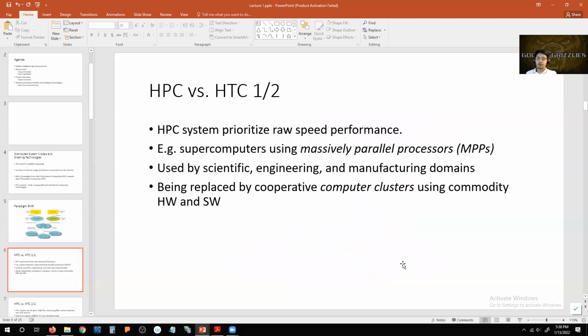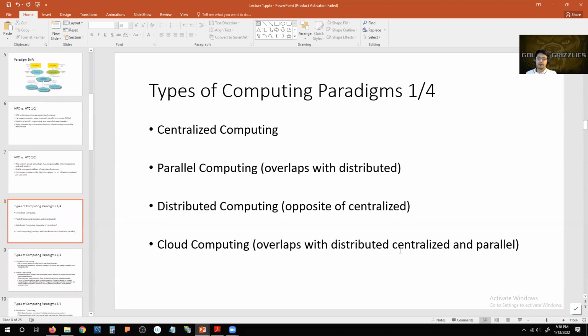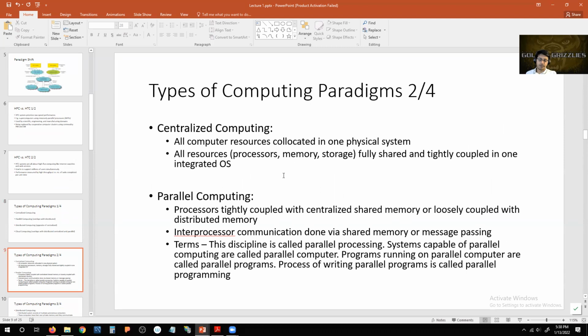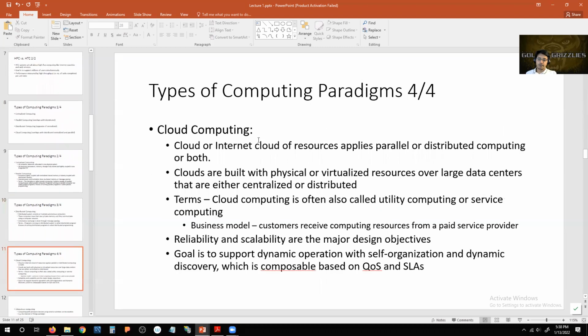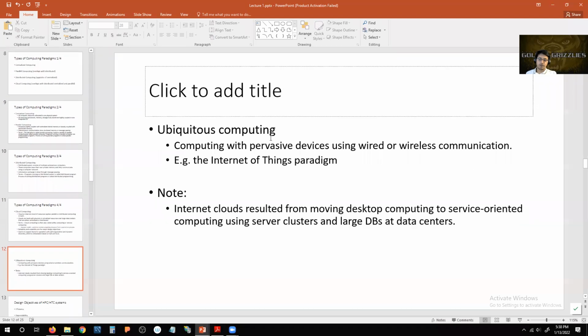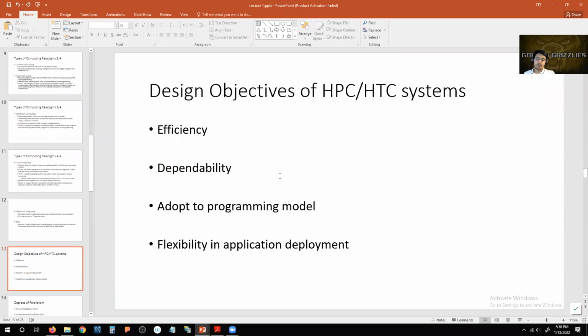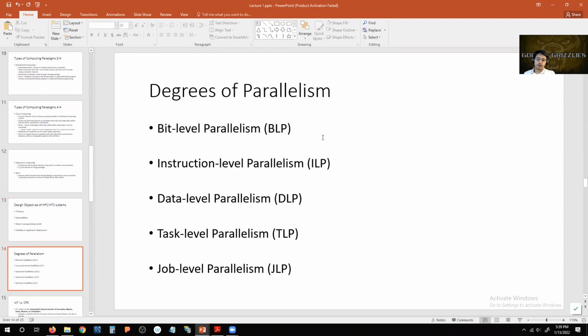So we understood that. We talked about the different design criteria and the different features for HPC and HTC. We introduced ourselves to the different types of computing paradigms, namely centralized computing, parallel computing, distributed computing, and then cloud computing. And we briefly talked about ubiquitous computing, under whose umbrella IoT falls, which is sometimes also known as pervasive computing. We also talked about the different design objectives when designing any sort of HPC or HTC systems. And we concluded the last lecture by discussing the different degrees of parallelism.